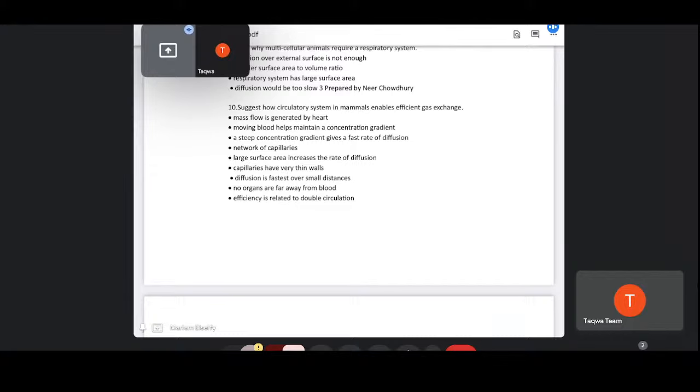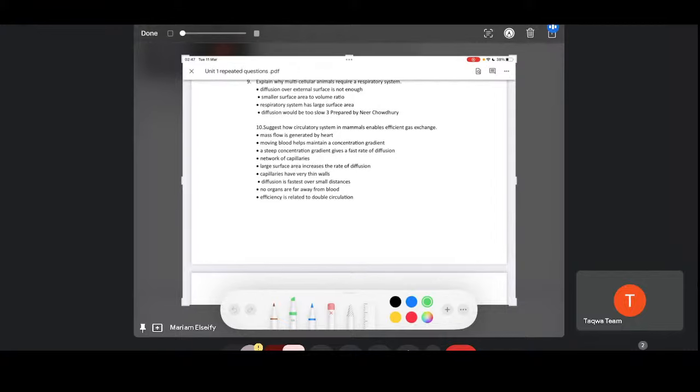Why does the circulatory system in mammals enable efficient gas exchange? Because it has capillaries. Its capillaries have very thin walls, and it has a network of capillaries. Also a large surface area, which increases the rate of diffusion. This is important because the blood maintains a concentration gradient generated by the heart. This gives a fast rate of diffusion.